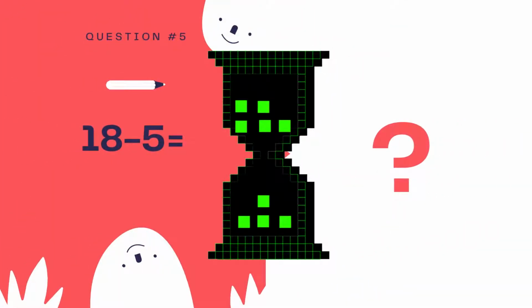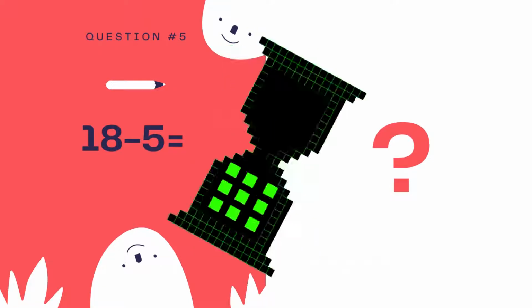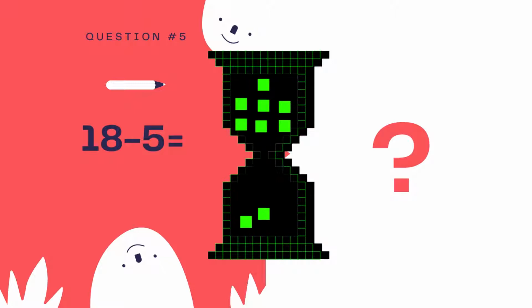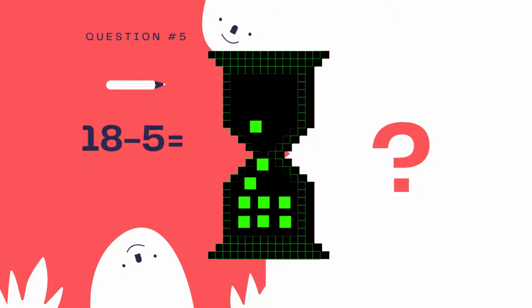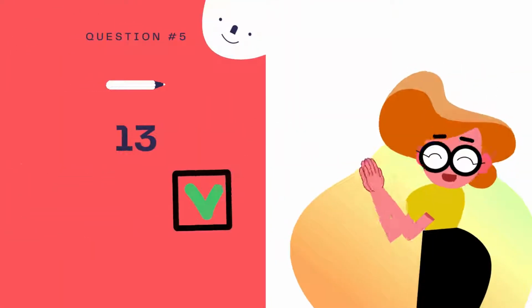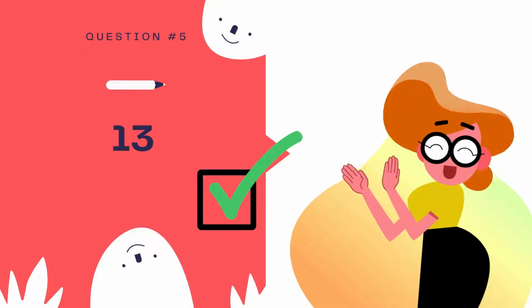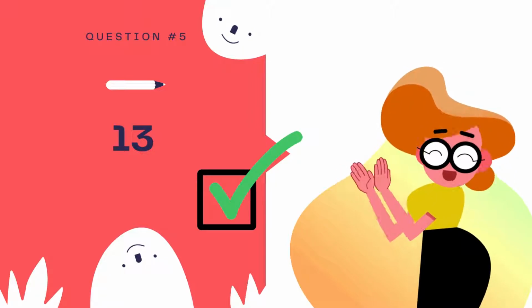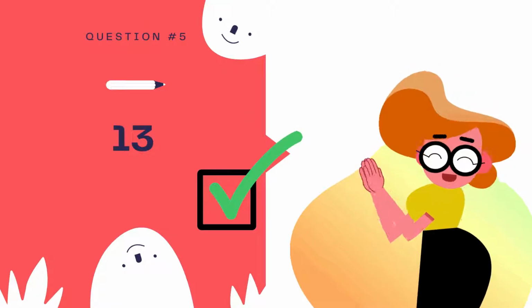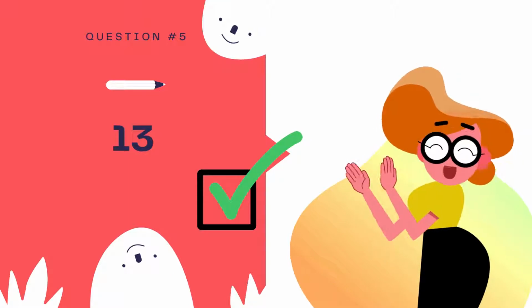And finally, question number 5. 18 minus 5. Let's check the answer. The answer is 13. Well done if you get all 5 questions correctly.